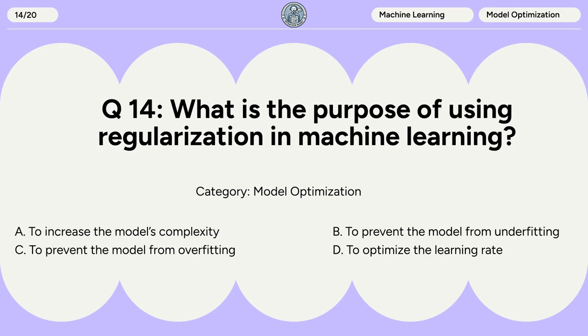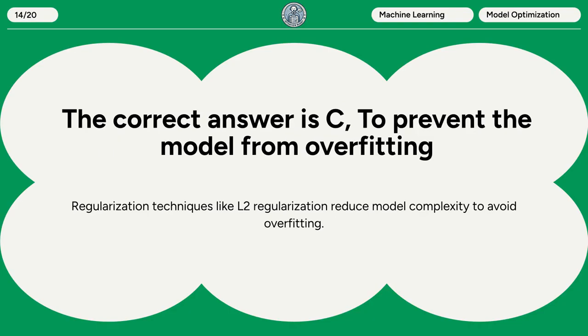Question 14. What is the purpose of using regularization in machine learning? A. To increase the model's complexity. B. To prevent the model from underfitting. C. To prevent the model from overfitting. D. To optimize the learning rate. The correct answer is C. To prevent the model from overfitting. Regularization techniques like L2 regularization reduce model complexity to avoid overfitting.